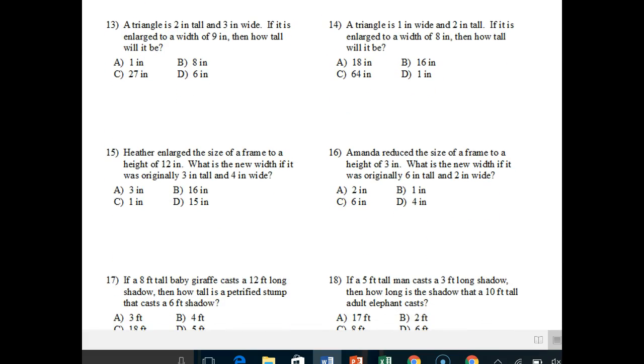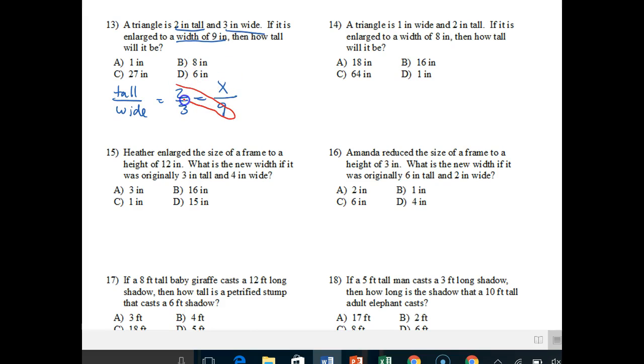All right, number 13. A triangle is 2 inches tall and 3 inches wide. If it is enlarged to a width of 9 inches, then how tall will it be? So we're comparing how tall it is to how wide it is. They give us the proportion of 2 to 3. And then the next sentence says, if the width is 9, so that's how wide it is, we'll put 9 and x on top.